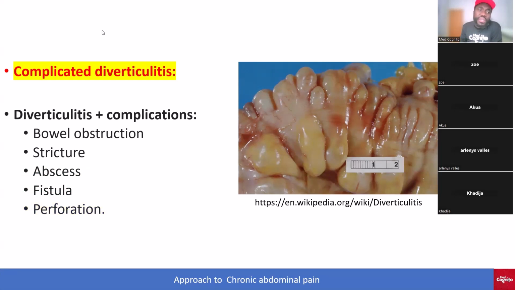So if you see complicated diverticulitis, don't be confused about it. It's basically bowel obstruction. So bowel obstruction in the context of diverticulitis makes it complicated diverticulitis. Stricture formation in the context of diverticulitis makes it complicated. Abscess formation. Fistula is like a link between the wall of the colon and something else. And you'll realize as the lecture goes on that the commonest fistula is between the bowel and the bladder. And there can also be perforation.